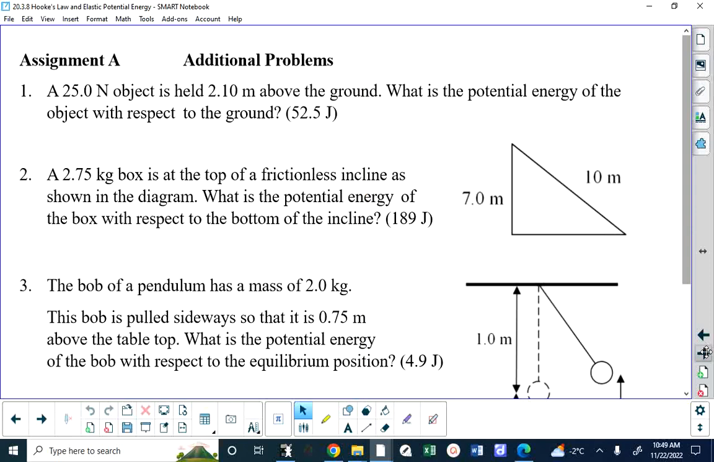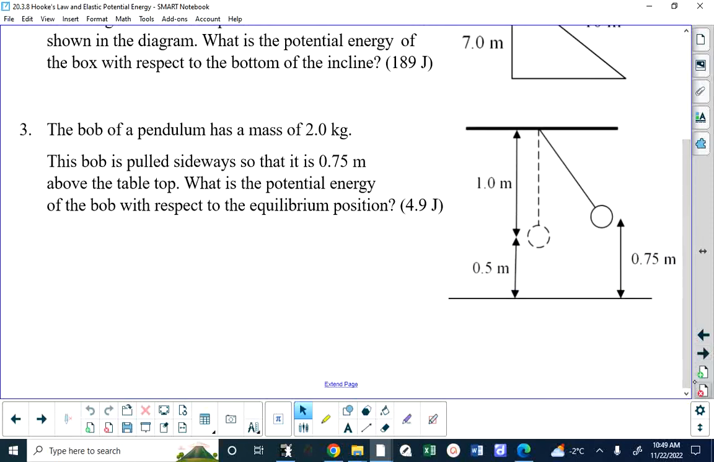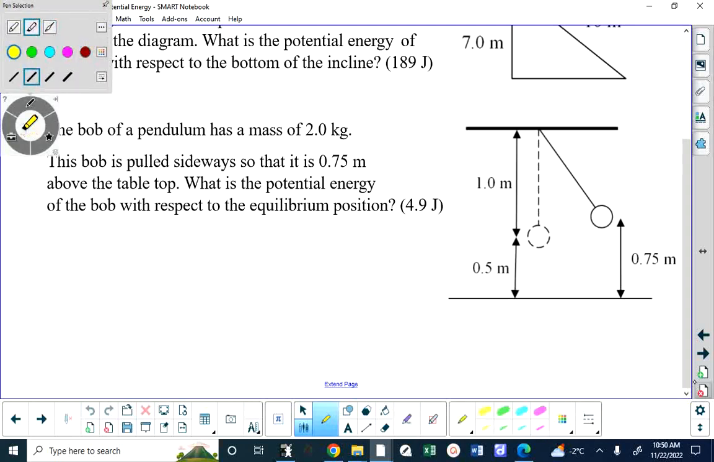Okay. So the bob of a pendulum has a mass of 2 kilograms. The bob is pulled sideways so that it is 0.75 meters above the tabletop. What is the potential energy of the bob with respect to the equilibrium position? The phrase equilibrium position is going to be one that we use quite a lot in this unit and the next unit. It refers to where things would be if there was no energy in them.